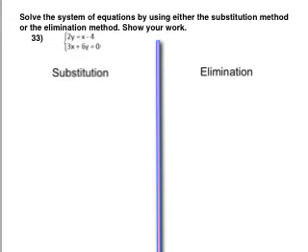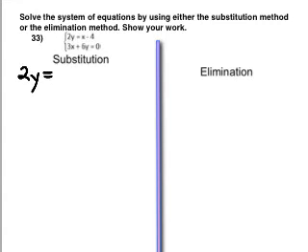So we'll do substitution first. You have to put the equations in the right form. We've got 2y equals x minus 4. And the other one is 3x plus 6y equals 0.